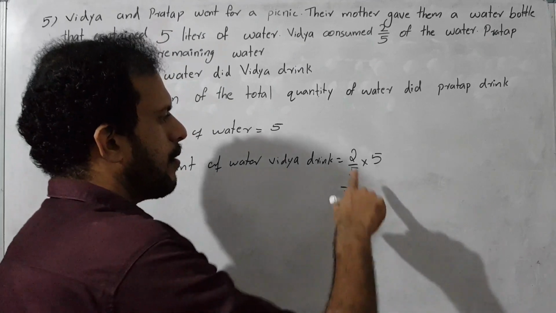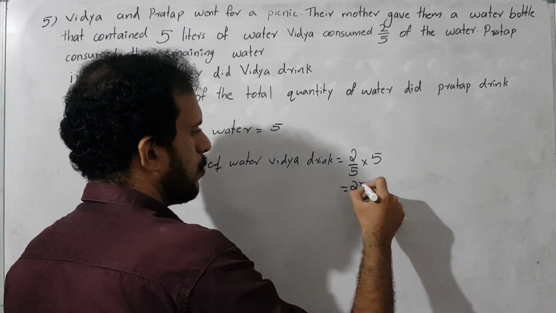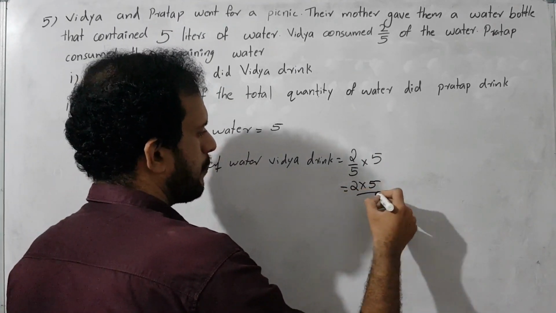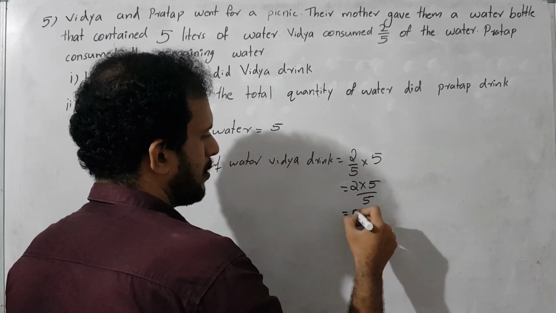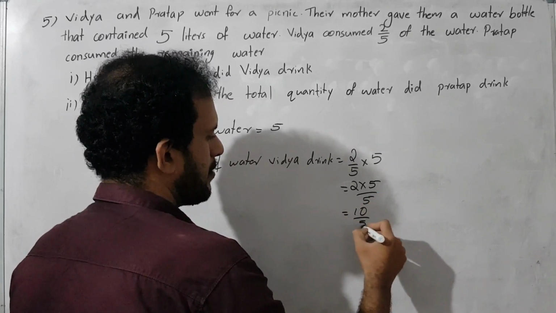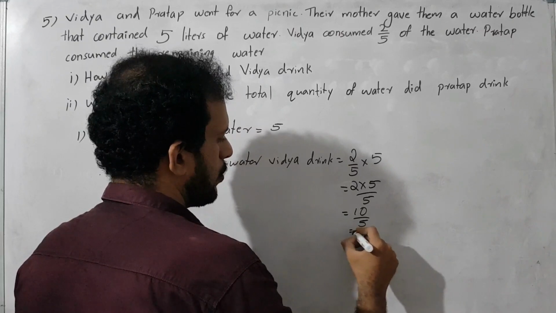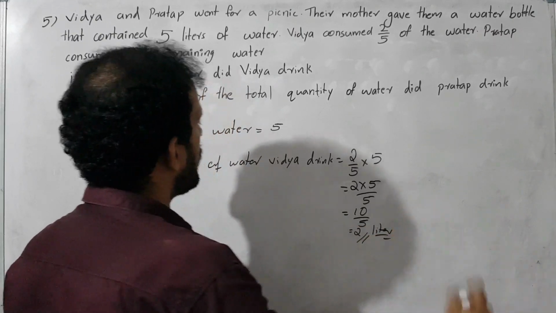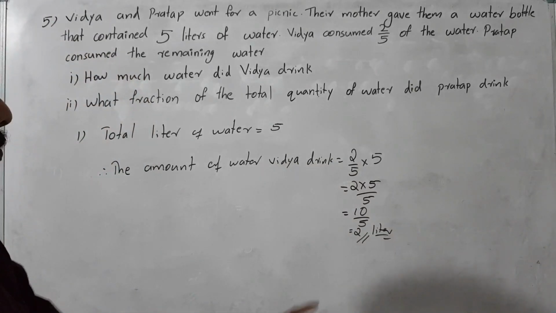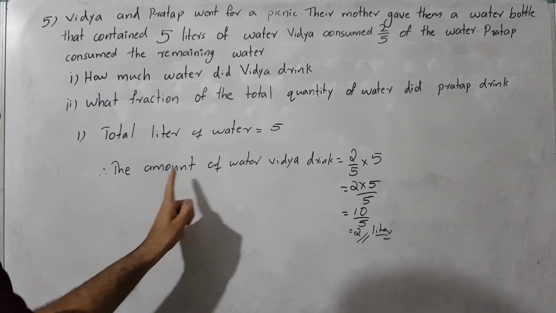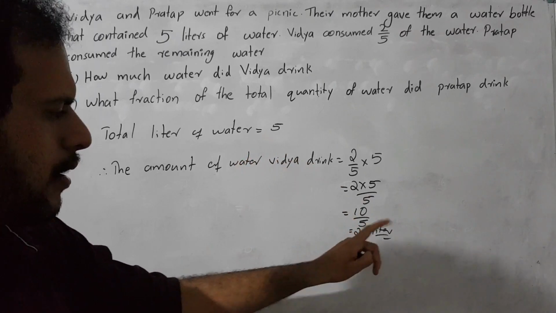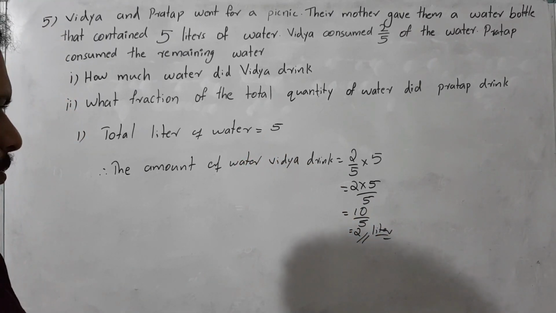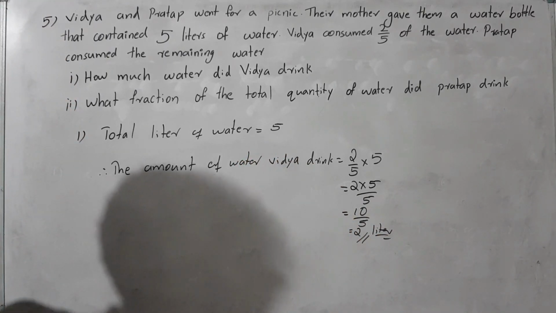Then how to write? We multiply this 2 into 5/5, which is equal to 10/5. What is 10/5? It is equal to 2. Then 2 liters. Correct? Then Vidya drank the water. How much? 2 liters of water. Therefore, what is next?